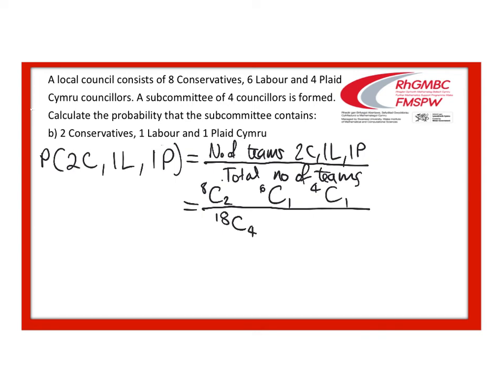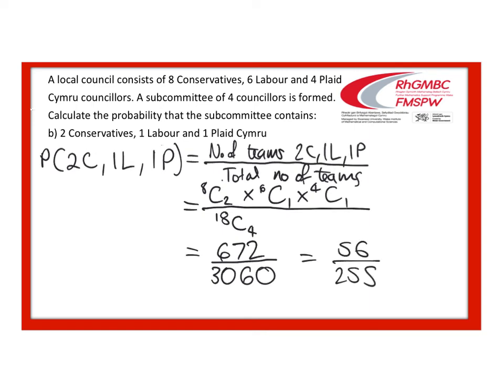Now, because I want to have 2 Conservatives, and I want to have 1 Labour, and I want to have 1 Plaid Cymru, what I'm going to do is multiply all these possible outcomes. Now, when you work through this, if you calculate the total number of teams which contain two Conservatives, one Labour and one Plaid Cymru, you will get 672 teams. We already know that the total number of teams we could pick was 3,060, and this would then cancel to 56 over 255.